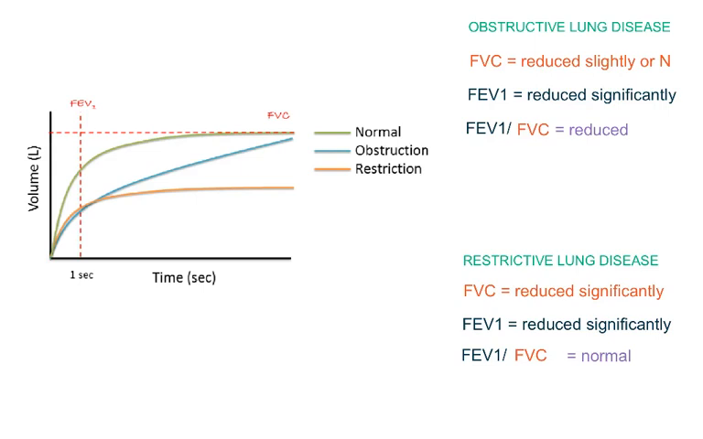A quick recap of what we have learned today. Compare the obstructive pattern with the normal pattern. FVC is slightly decreased, but FEV1 is significantly reduced, and so is their ratio. In restrictive lung disease, both FVC and FEV1 are reduced significantly, but their ratio is normal.